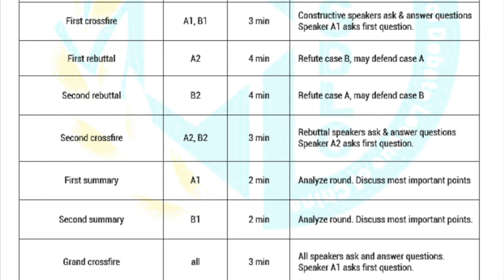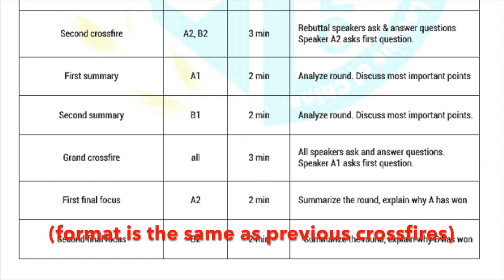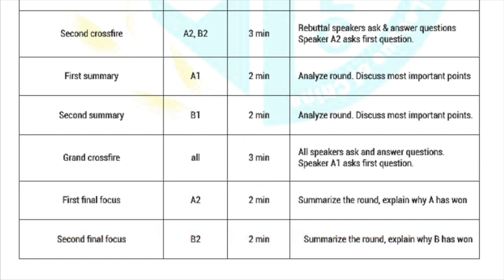After that, Team A's first speaker gives a summary speech. Team B does the same, summarizing the main points of the debate. This speech should be 2 minutes long. Then we have the grand crossfire, in which all speakers must participate, taking turns to ask questions to the opposing team. This is 3 minutes long and is just like the two crossfires before, but with 2 more people.